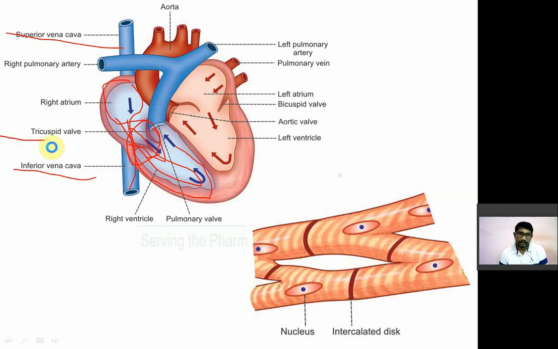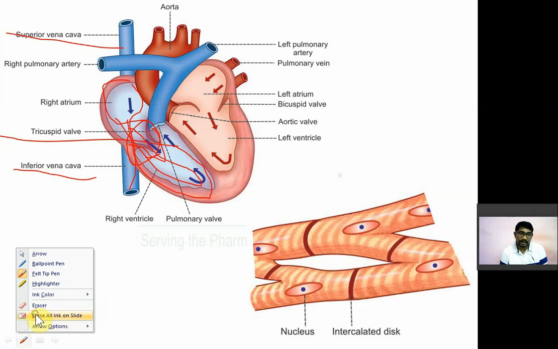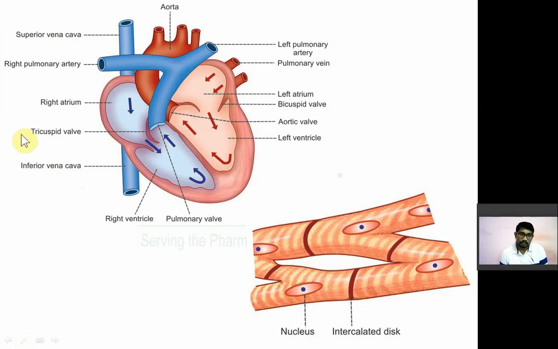You can see it here. This tricuspid valve will prevent the backflow of blood from the right ventricle to the right auricle. So, you will remember what happens where. What is the function of the tricuspid valve? It prevents the backflow of blood from the right ventricle to the right auricle. It is called tricuspid because there are three cusps.